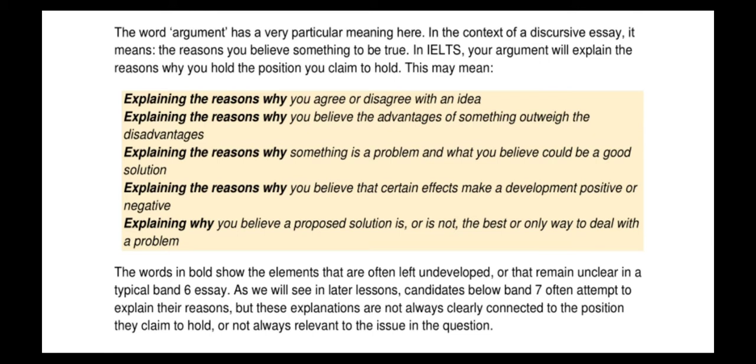The next one, explaining the reasons why you believe that certain effects make a development positive or negative, and explaining why you believe a proposed solution is or is not the best or only way to deal with a problem. The words in bold show the elements that are often left undeveloped or that remain unclear in a typical Band 6 essay. As we will see in later lessons, candidates below Band 7 often attempt to explain their reasons, but these explanations are not always clearly connected to the position they claim to hold, or not always relevant to the issue in the question.